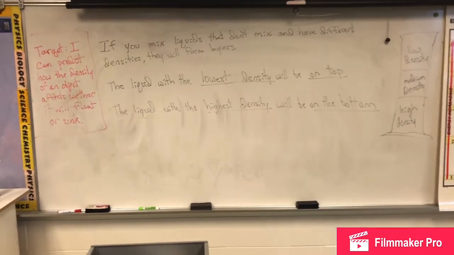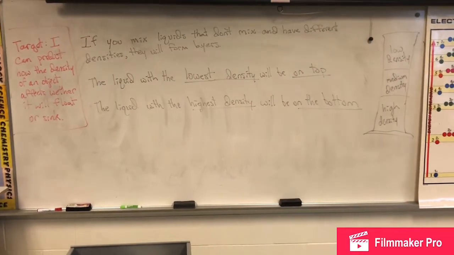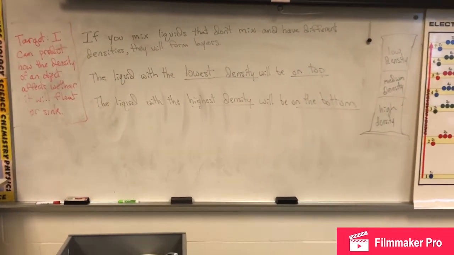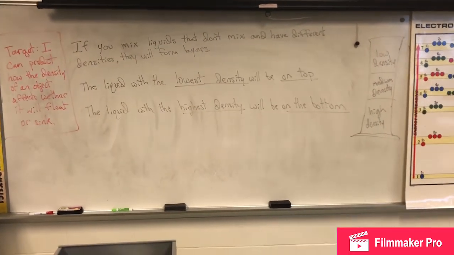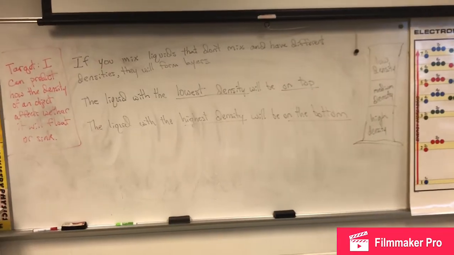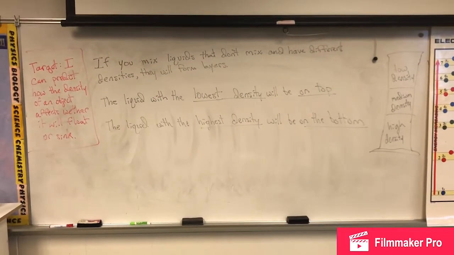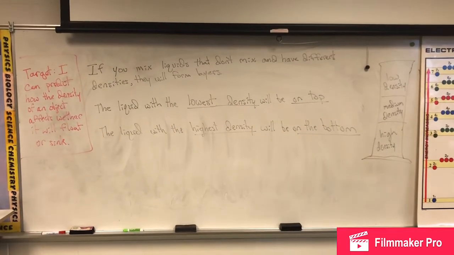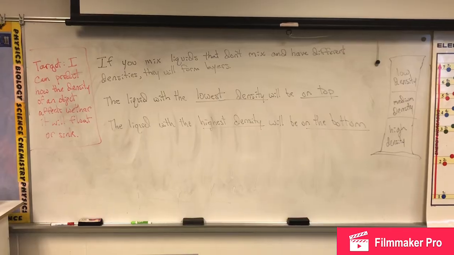So, sometimes when you mix liquids together, they're not going to mix. And if they have different densities, they're going to form layers, kind of like the diagram that you see over on the right. The liquid with the lowest density is always going to be on the top, and the liquid with the highest density is always going to be on the bottom.